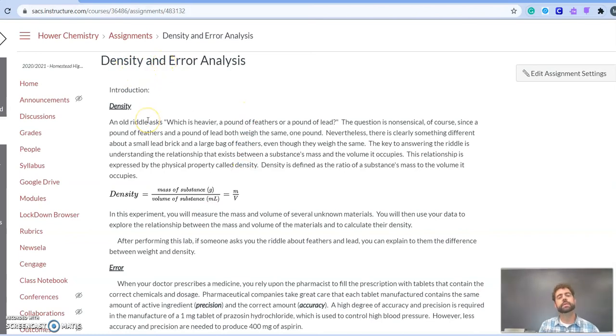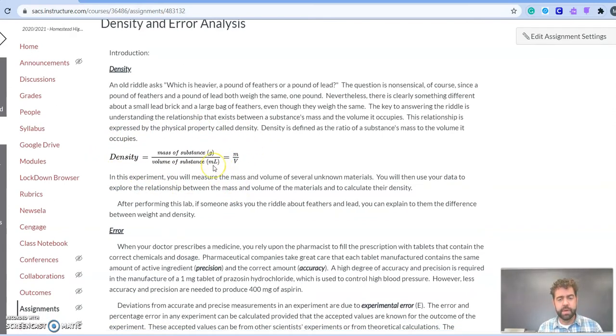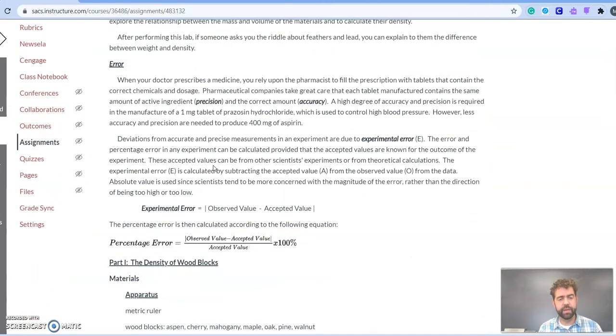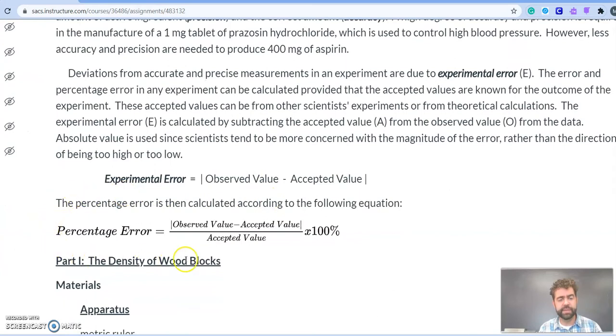All right? So the nice thing is when you open up this density and error analysis lab, you're going to see a bunch of information. And we just went over this right here. So this is still important to look at. And we did leave it at milliliters here. And then I went further into this idea right here of percent error. Now, let's talk about how we use observed minus accepted. You could also say experimental. Experimental, observed, the same thing.